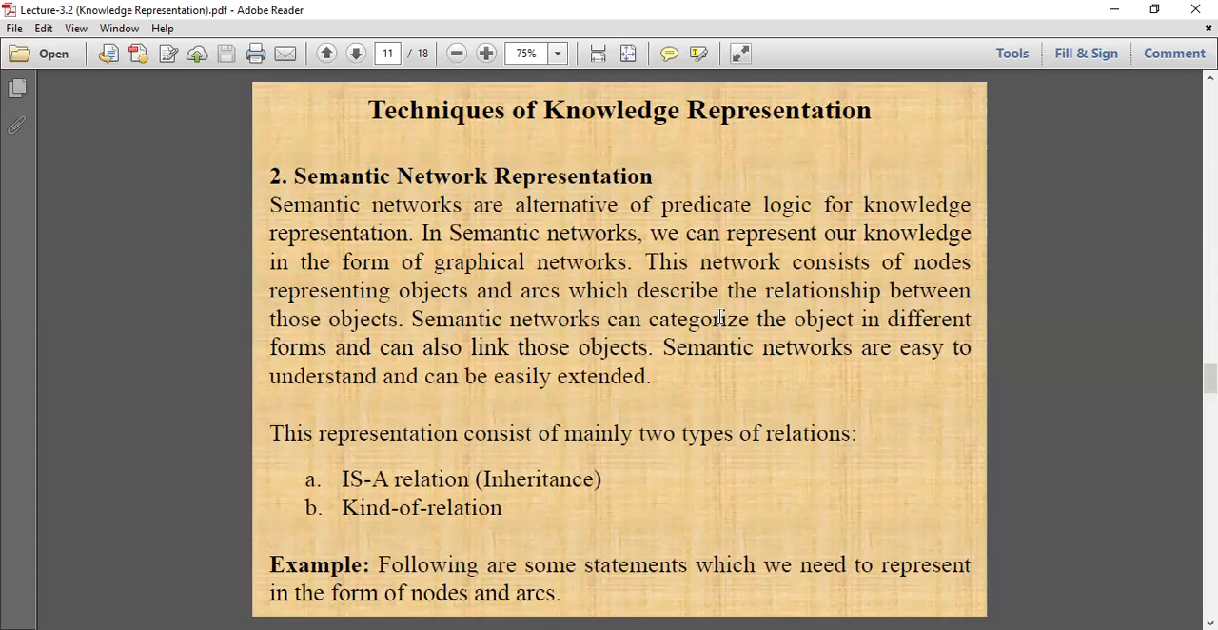Now, semantic network representation. In semantic network representation, semantic networks are an alternative to predicate logic for knowledge representation. In semantic networks, we can represent our knowledge in the form of a graphical network. This network consists of nodes representing objects and arcs which describe the relationship between those objects. Semantic networks can categorize the objects in different forms and can also link those objects. There are IS-A relations or kind-of relations.